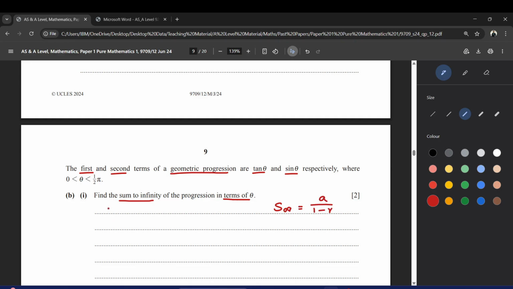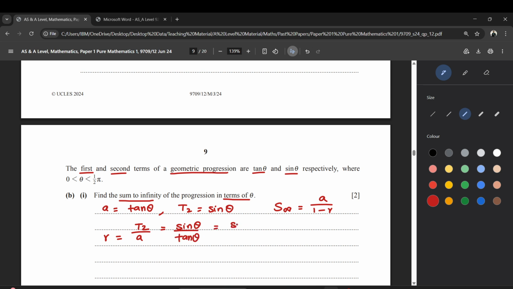Let me write this down. A is tan theta, and the second term is sine theta. Because the question is in terms of theta, we can leave our answer for A as just tan theta, no problem. But we do not know what R is. R is the common ratio, which is worked out by dividing the second term by the first term. So T2 over A, that would be sine theta over tan theta.